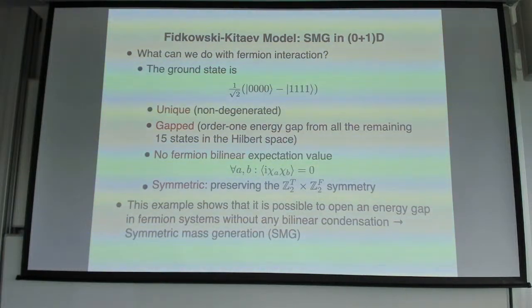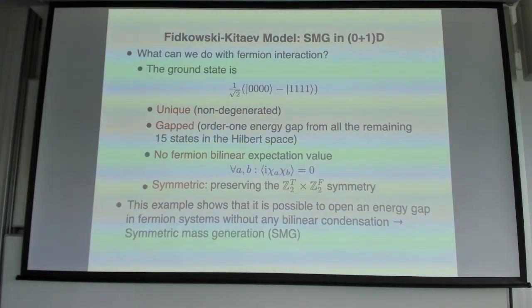So we can see that this ground state, first of all, is unique. There's no degeneracy. No state is degenerate with this state. And then there's a gap. The gap is of order 1. At least you have some order 1 energy gap, and this order 1 energy is set by the interaction. And then there's no fermion bilinear expectation value.